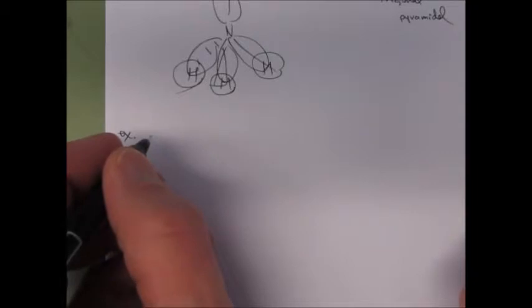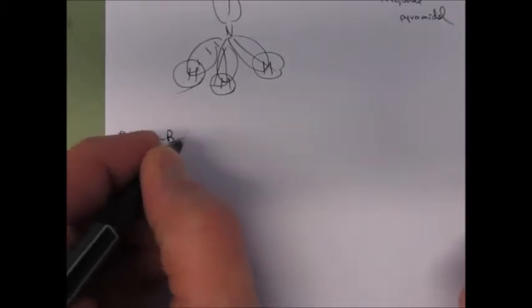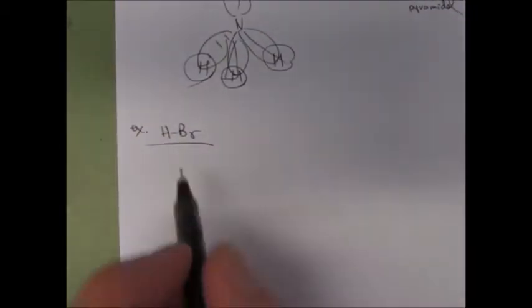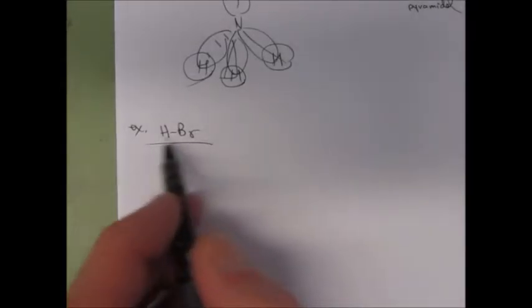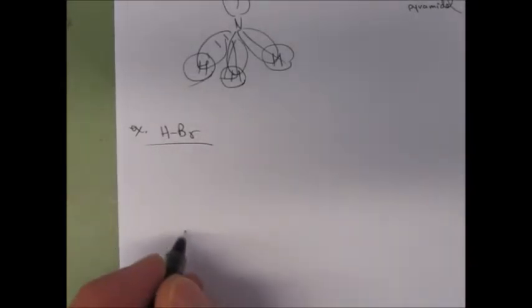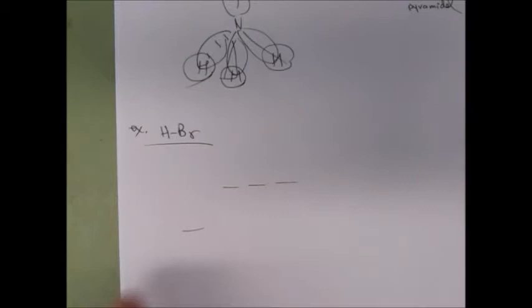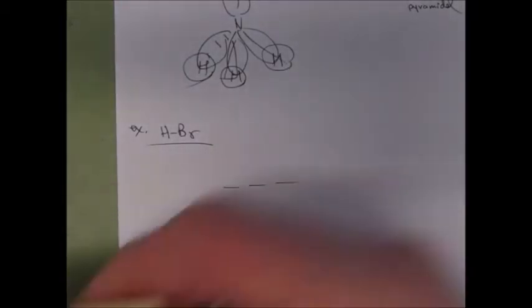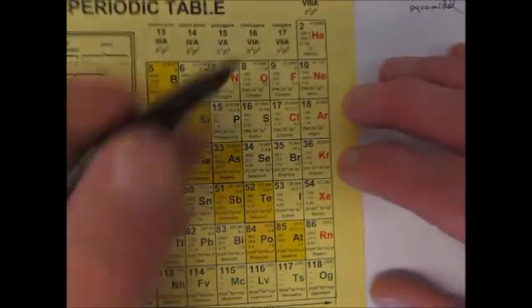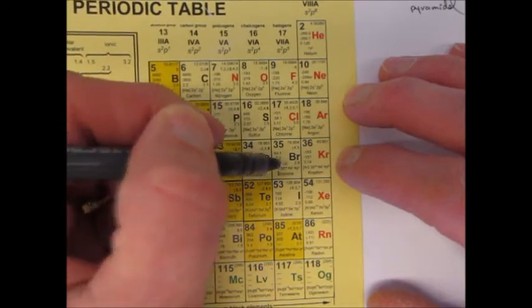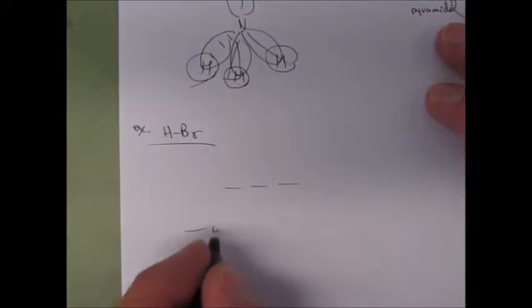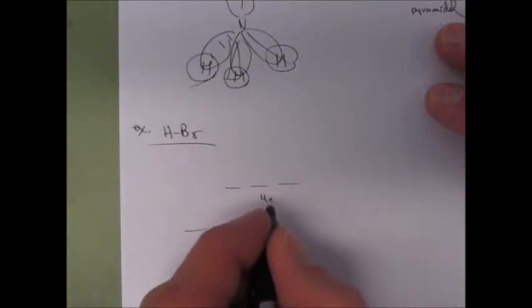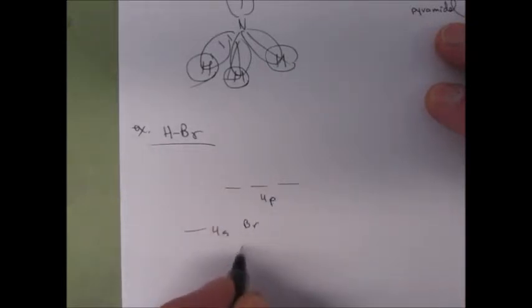So now we move on to, oh, I don't know, what if we had HBr, right? Well, out of the two, bromine is going to do the hybridizing. So bromine is sitting in the 2p, 3p, 4p. Bromine is 4s, 4p, and this is bromine by itself.